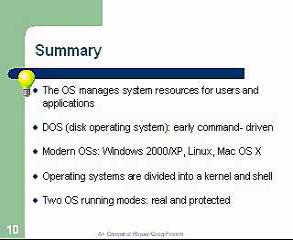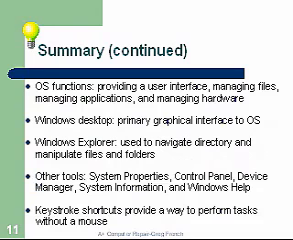The OS has two running modes, real and protected mode. We need to understand the real mode directly accesses the hardware. The protected mode was created by Microsoft to prevent two applications from accessing hardware directly, causing conflict and blue screens. Summary continued. OS functions: providing the user interface, managing files, managing applications, and managing your hardware.